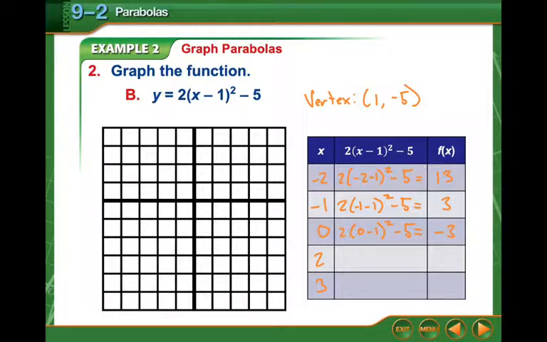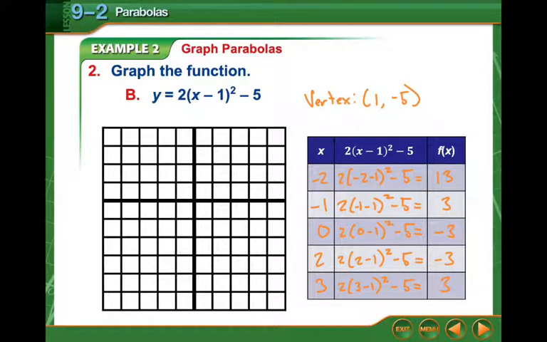Now we're skipping the vertex, so hopefully we know that the next one should be a negative 3 as well. So 2 times 2 minus 1 squared minus 5. 2 minus 1 is 1. 1 squared is 1. 2 times 1 is 2. 2 minus 5 is negative 3. And we should get a 3 for the next one. 3 minus 1 is 2. 2 squared is 4. 4 times 2 is 8. 8 minus 5 is 3. So the next one would be 13 if we went up to 4, but again, that's off of our graph, so that doesn't really matter to us.